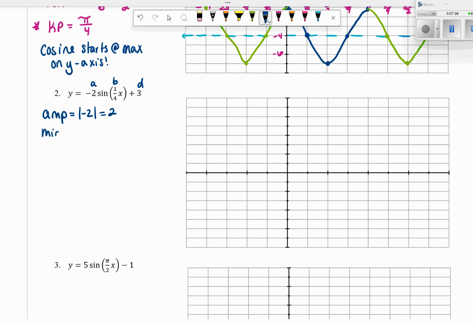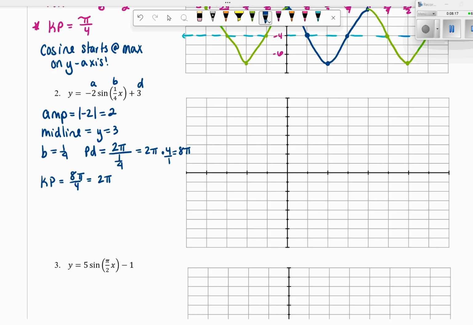My midline is going to be equal to 3, or sorry, y equals 3, I should say. And then my B value is 1/4. So to find the new period, the period is going to be equal to 2 pi divided by B, which is 1/4. So that means we have 2 pi, we keep change flip, times 4 over 1, or 8 pi for the new period. Then my key points, we take the period and divide it into 4 equal parts. So 8 pi divided by 4 is equal to 2 pi.